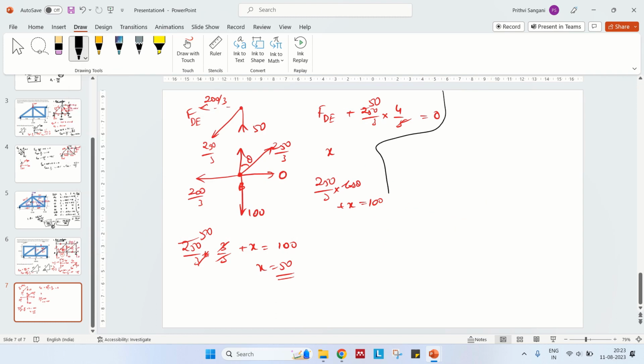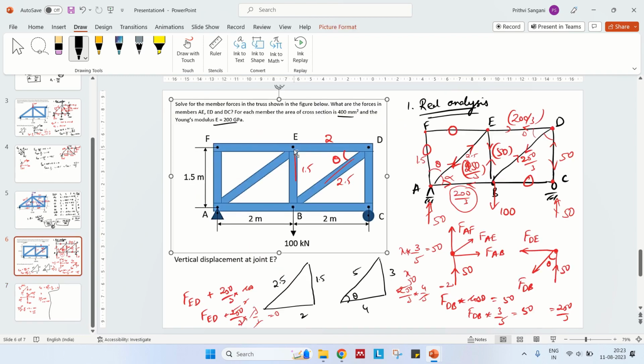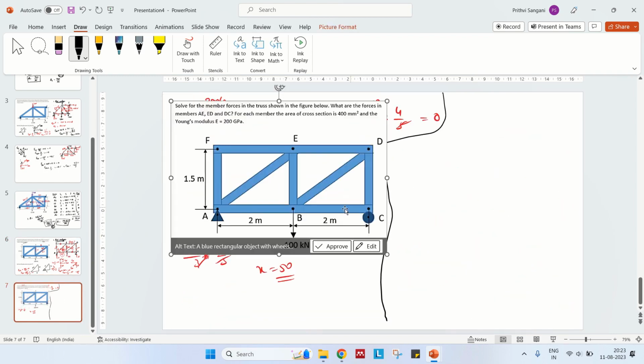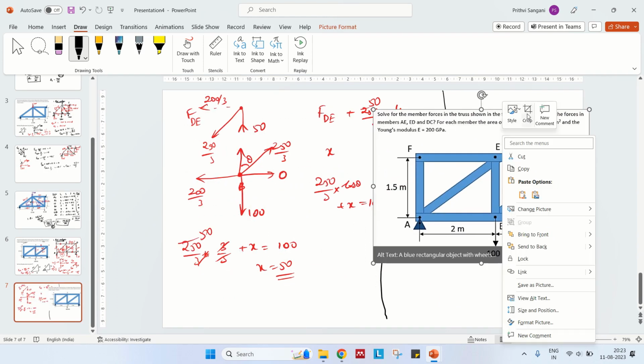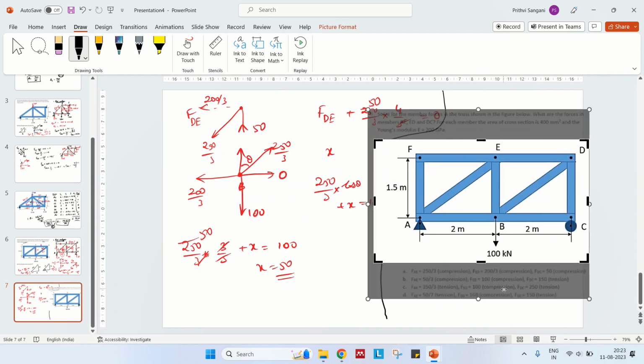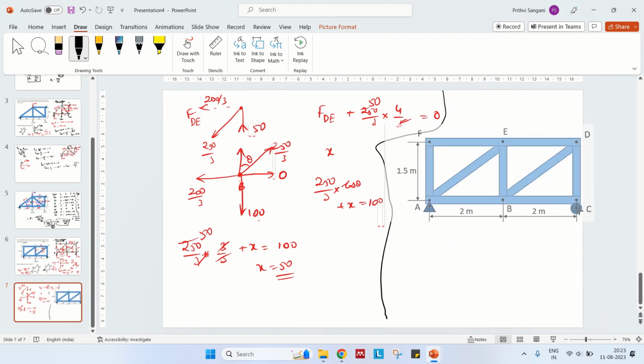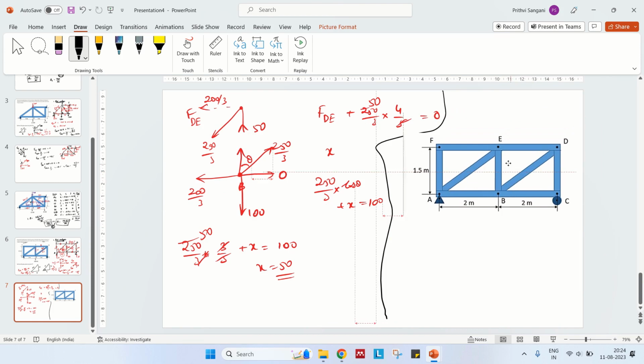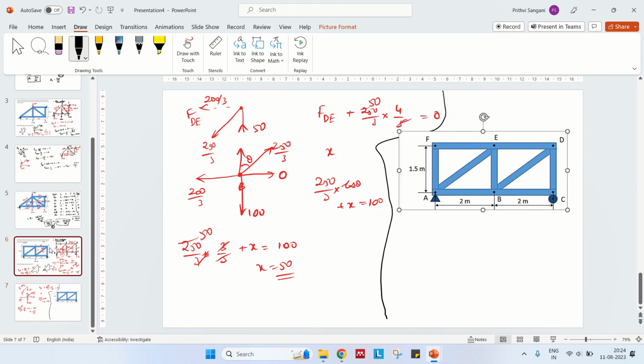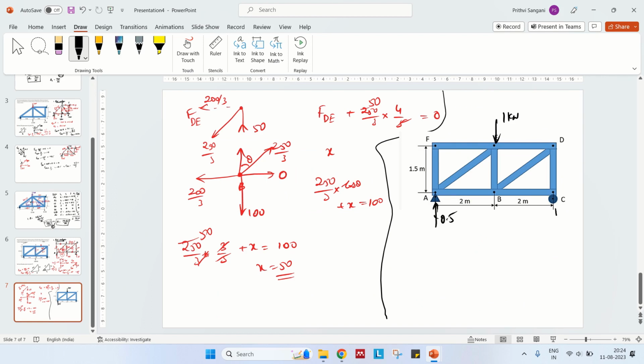Now we have the same truss, and I just copy the same. So now the question is, what is the vertical displacement at joint E? So at joint E, I'll apply 1 kilonewton force. So you get the reaction 0.5, 0.5 here.